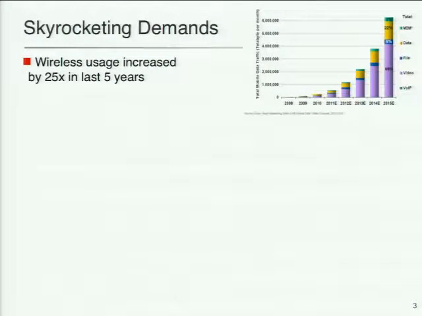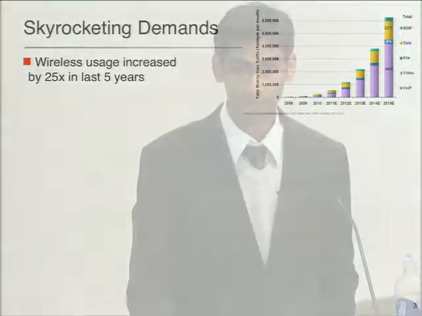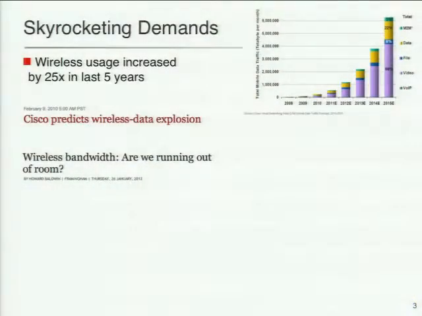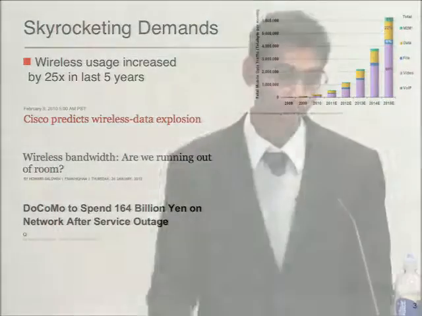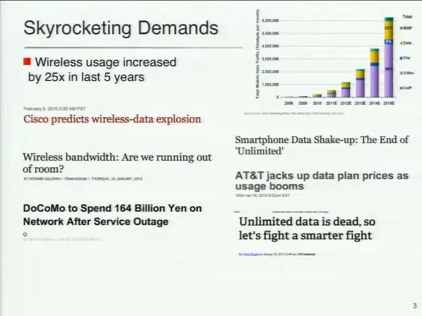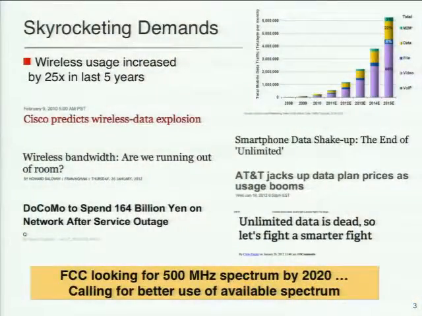So with all this, demand has skyrocketed. And we have seen a 25 times increase in wireless usage over the last 5 years. And Cisco is predicting that this explosion is going to continue. So from network service providers' perspective, outages have become a reality, and they are spending billions to solve this problem. We don't see unlimited data plans anymore as our good old days. Now these providers are trying to solve the data crunch problem. They're forcing us to pay per byte. FCC is trying to solve the problem. They're calling for better use of the available spectrum.